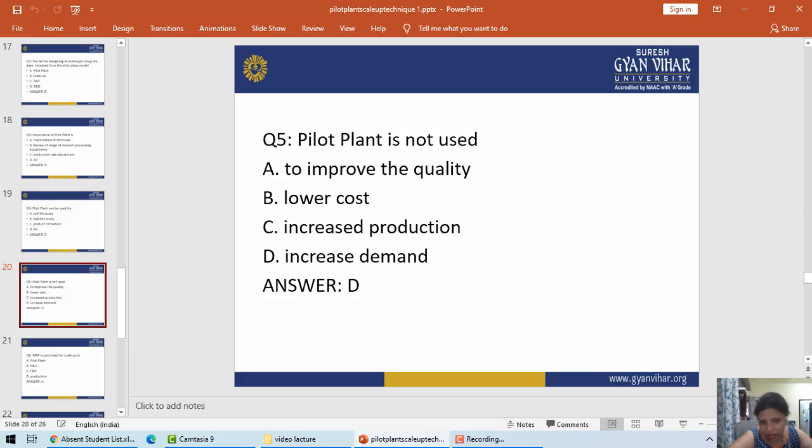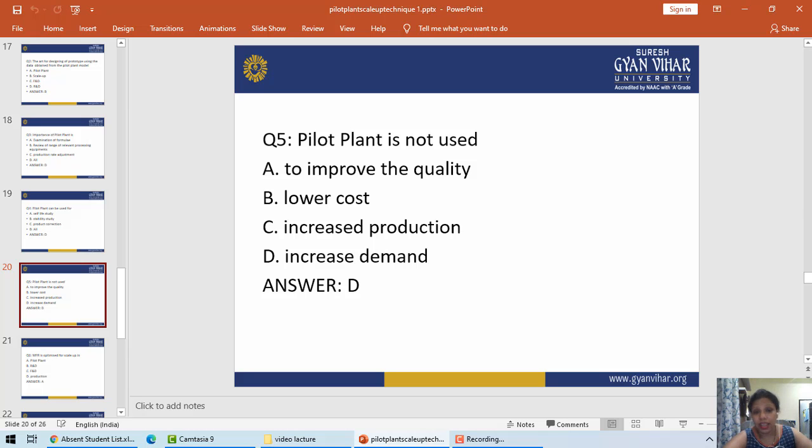Now you have to study and remember where this is used. To improve the quality of the product, is the pilot plant used? Obviously it is used for this. Lower cost, it obviously lowers the cost, as we have discussed that we take small scale benefit and risk to know the large scale benefits.